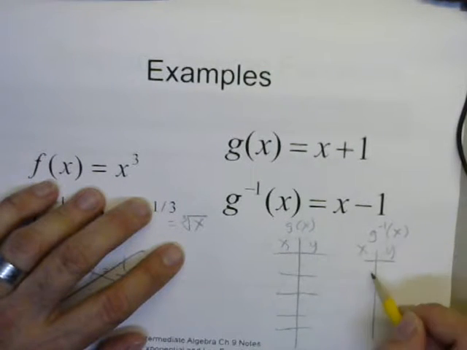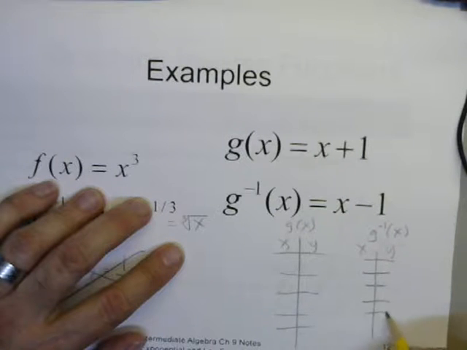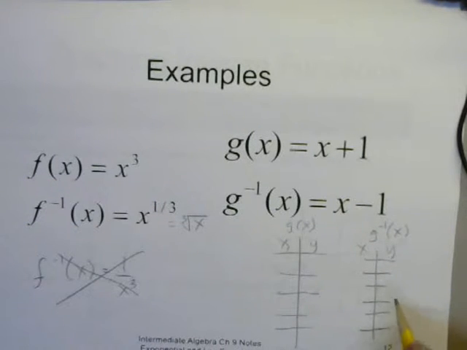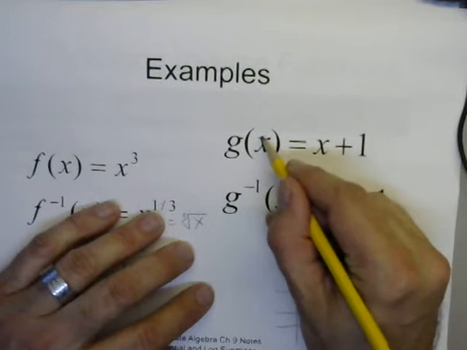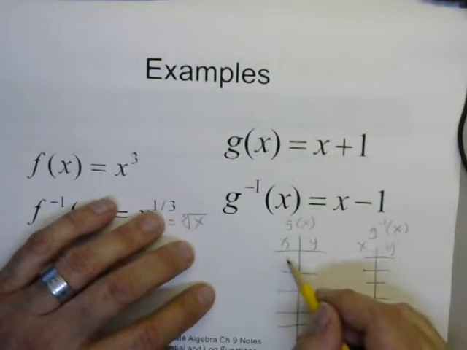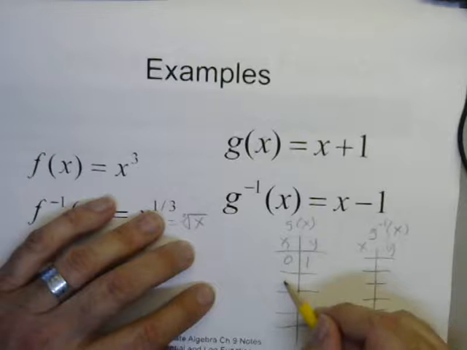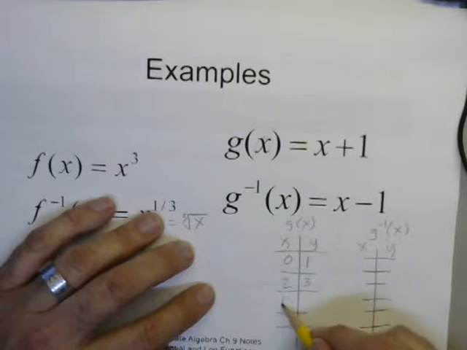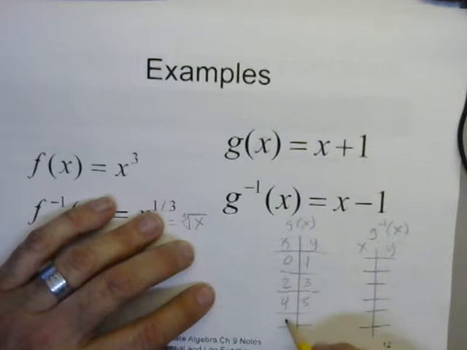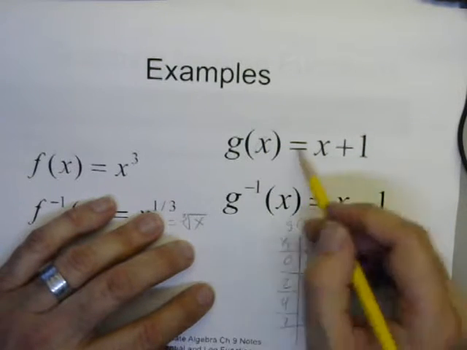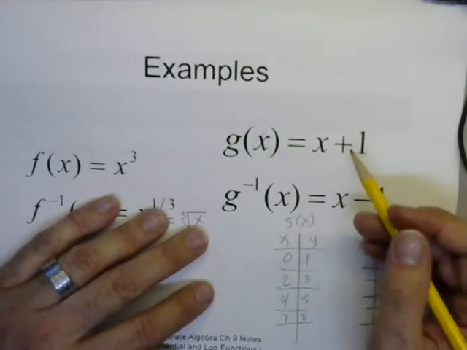Now again, you can't test this for every point because there are infinitely many numbers in the domain of the function g of x, but you could test it for a couple, right? So if you put 0 in for this function, you just get 0 plus 1, or 1. 2 will get sent to 3, 4 will get sent to 5. Each number here gets sent to one number more than it is by this function, so the inverse function should do the opposite.